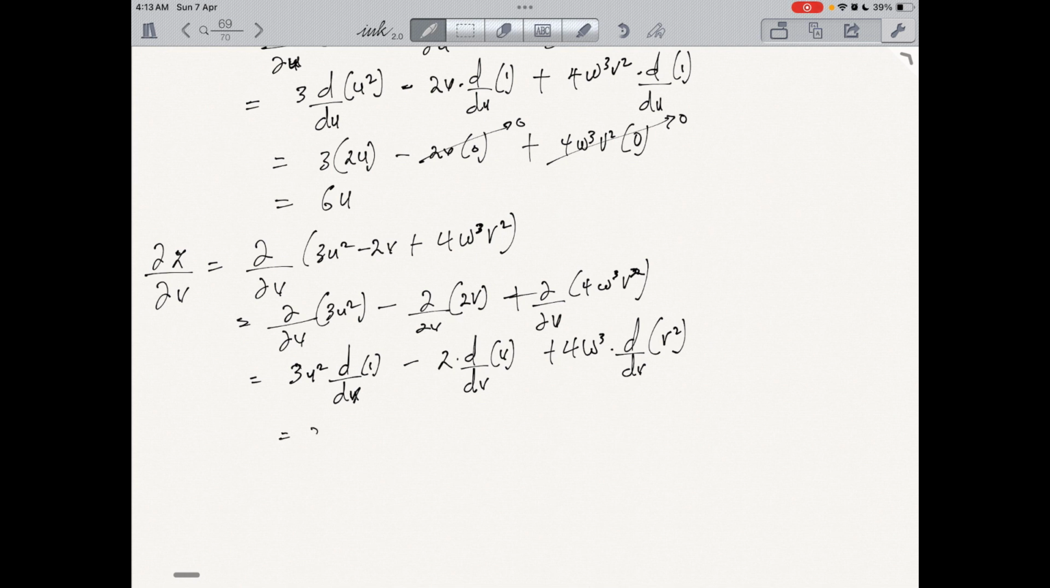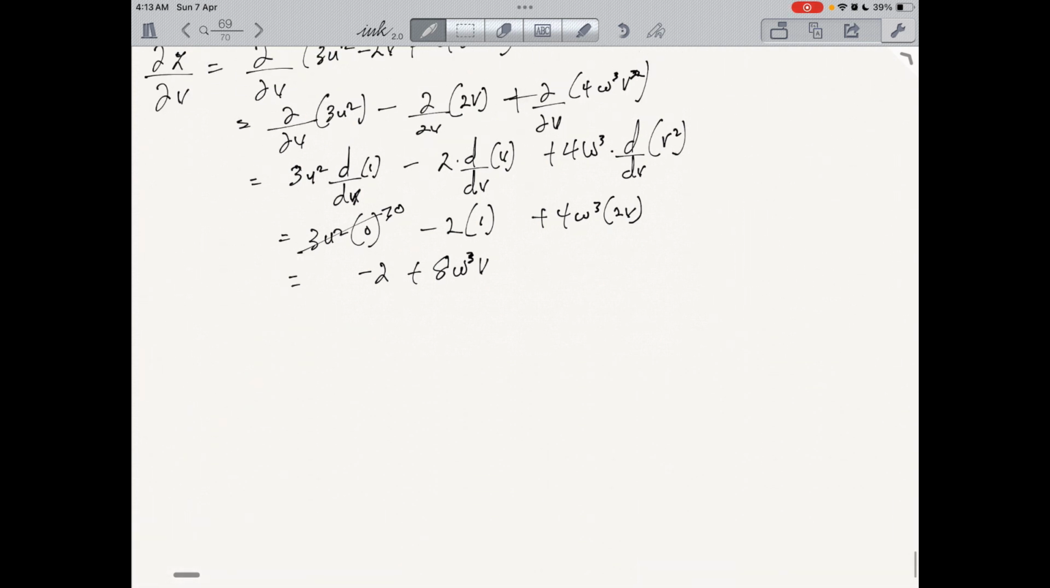And this will give you 3u squared multiplied by 0 minus 2 multiplied by 1 plus 4w cubed multiplied by 2v. And our answer will be minus 2, because this nullifies to give 0, plus 8w cubed v. And finally, you can pause the video now and try for dz/dw.